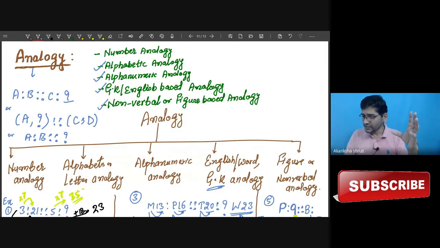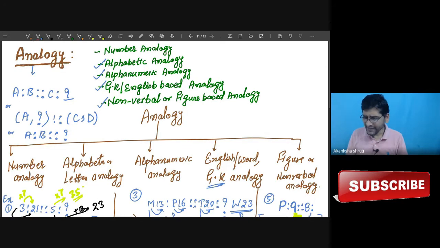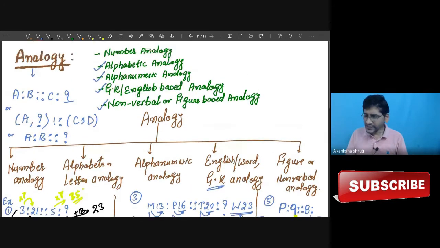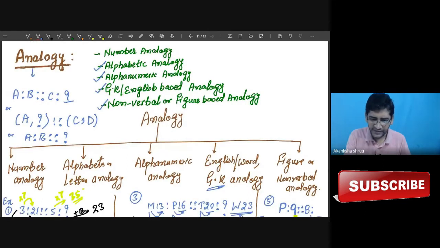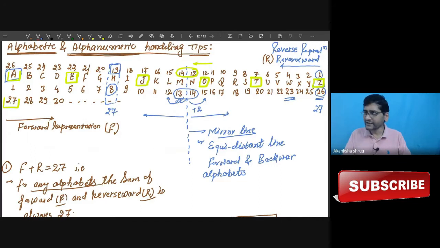If you know this general knowledge, English based or academic based analogy, then it is well and good; otherwise no need to think. That is the trick you have to keep in mind. Now the next one is non-verbal or figure based, where whatever concepts are applied in series are also applicable here. So these 4 types of analogy, alphabetic, alphanumeric, GK based and non-verbal, we are going to discuss in today's class. For handling the alphabetic and alphanumeric, the concepts of series are applicable here.